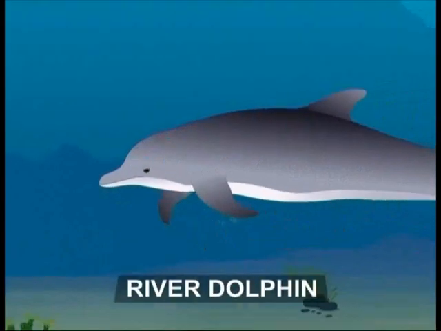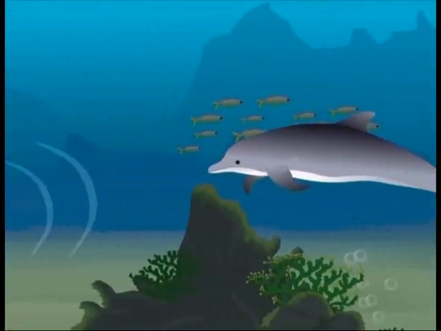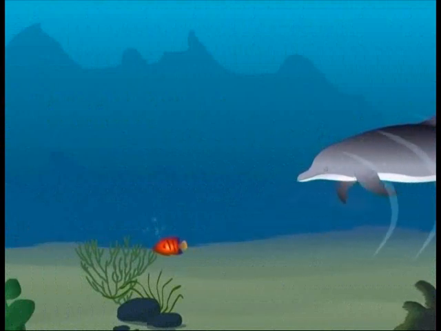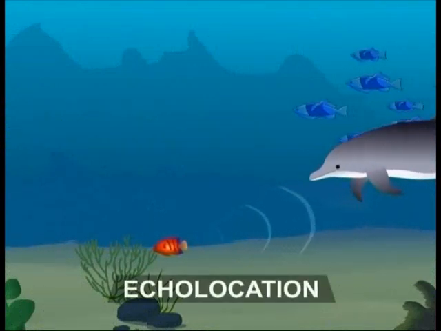These river dolphins have poor eyesight and hunt by bouncing sound waves off their prey. This technique is known as echolocation.